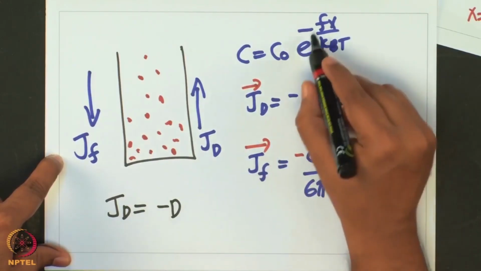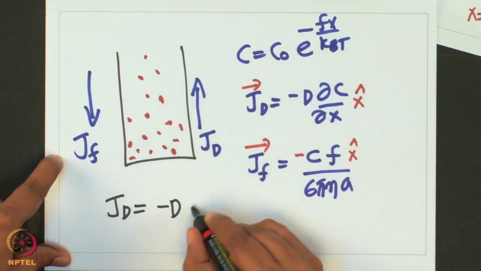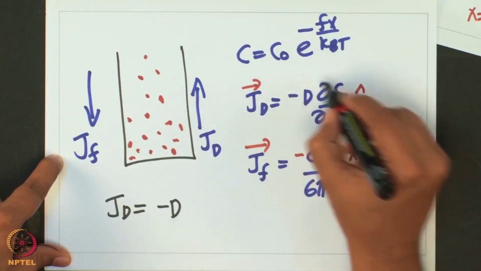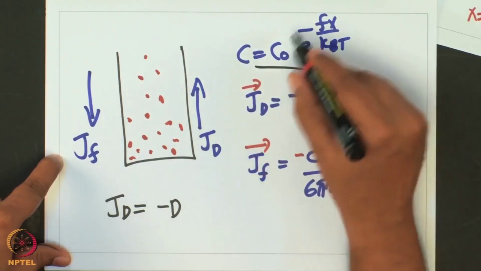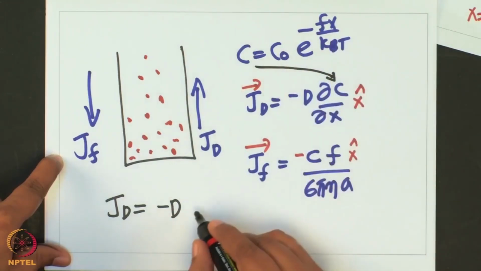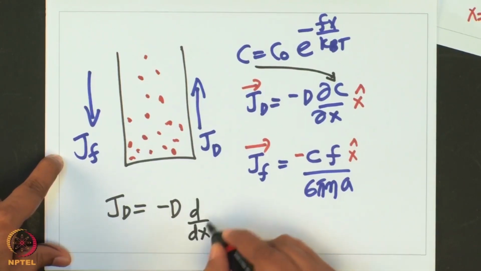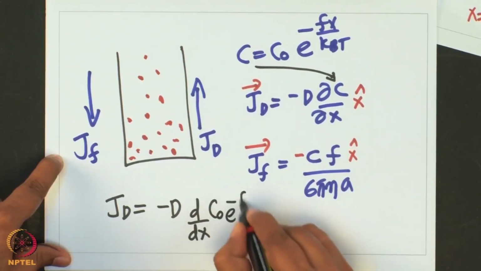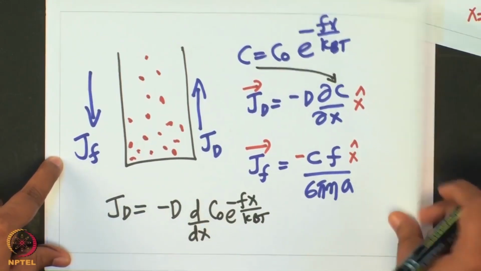So if I calculate del C by del x, by substituting this C here and calculating the derivative, what would I get? I would get d by dx of C0 e power minus Fx divided by kBT. This is what I would get. So let us recalculate these two things. Let us first recalculate Jd.